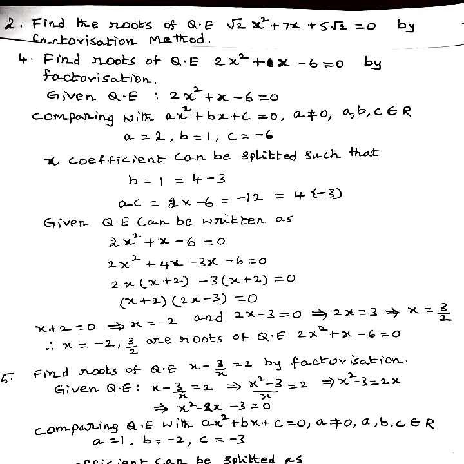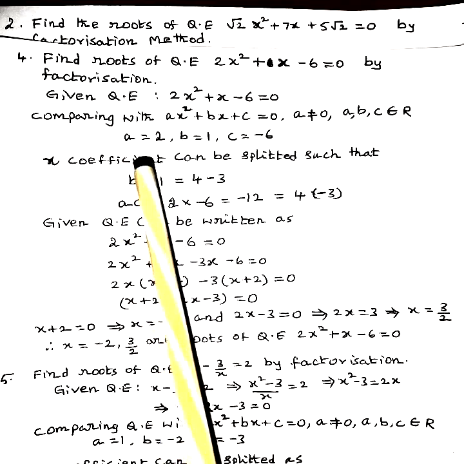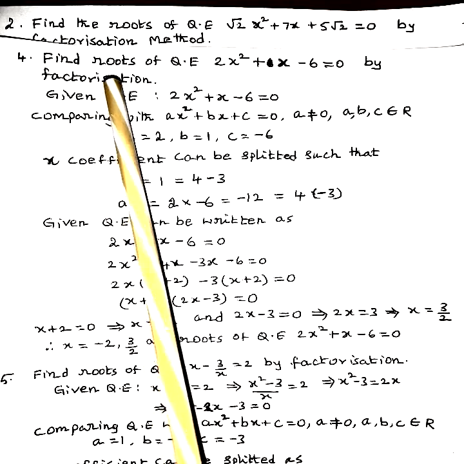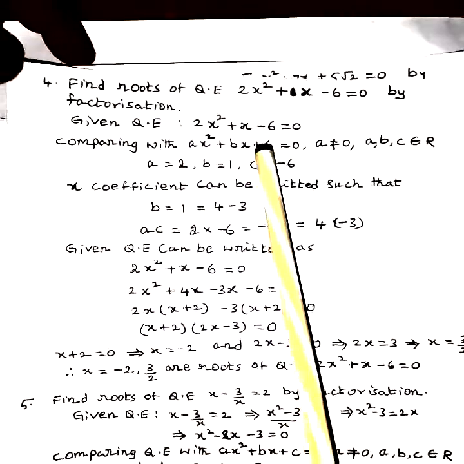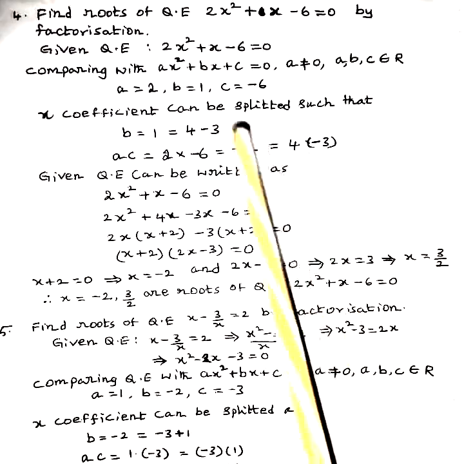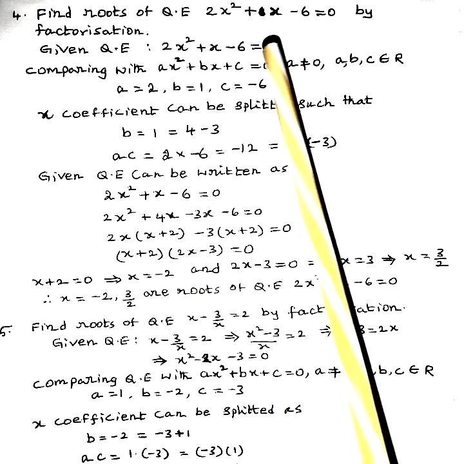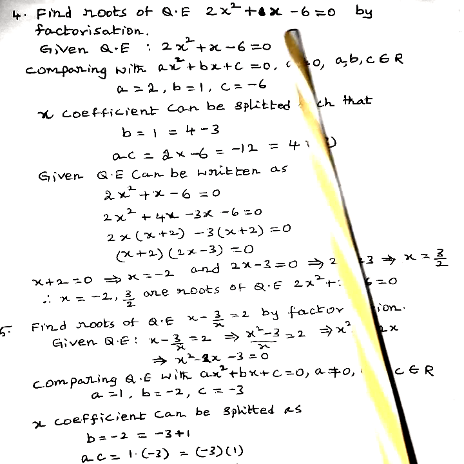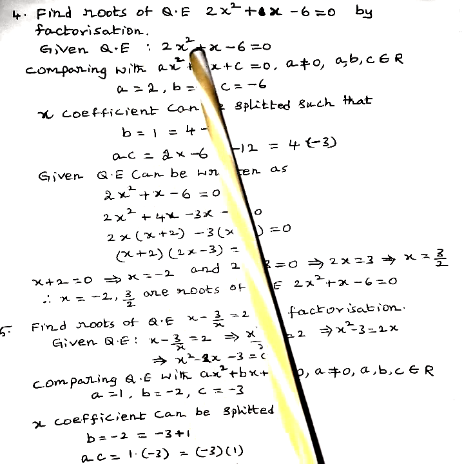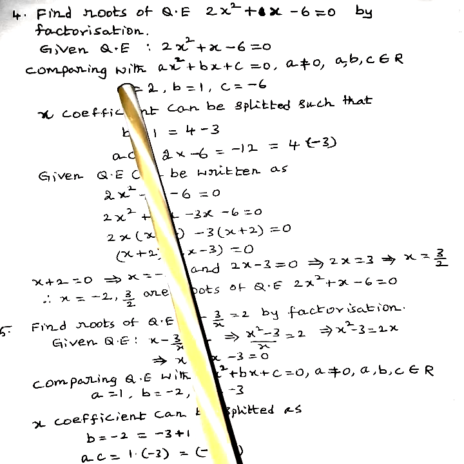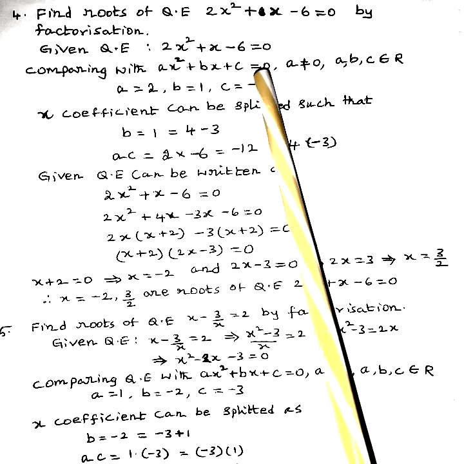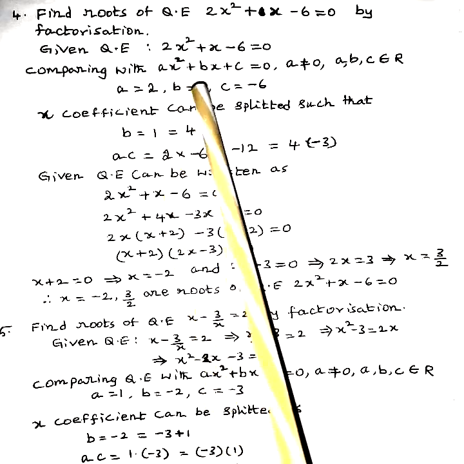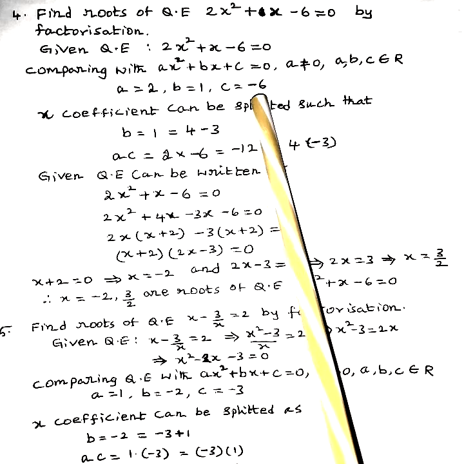Now we consider another problem. Find the roots of the quadratic equation 2x square plus x minus 6 equal to 0 by factorization. Given quadratic equation is noted. Comparing with ax square plus bx plus c equal to 0, we get a equal to 2, b equal to 1, c equal to minus 6.